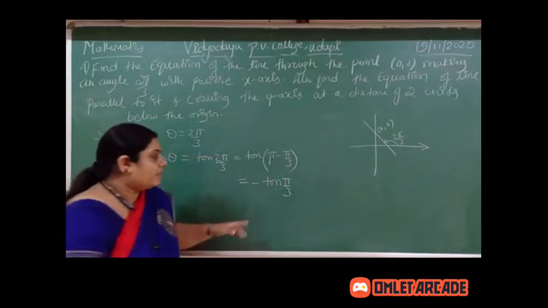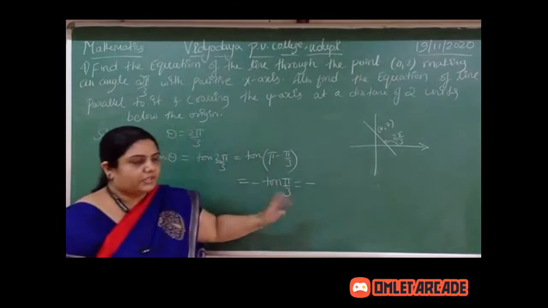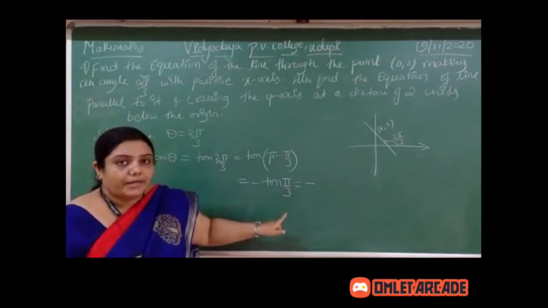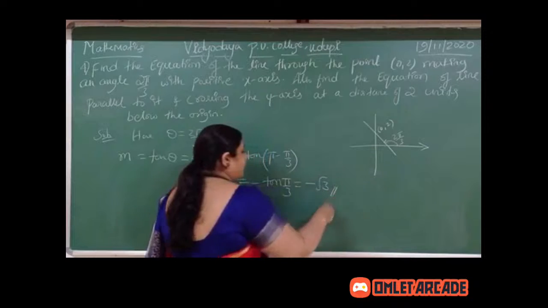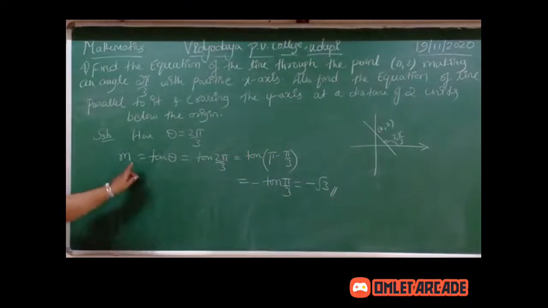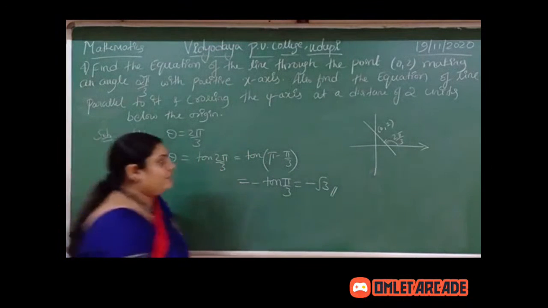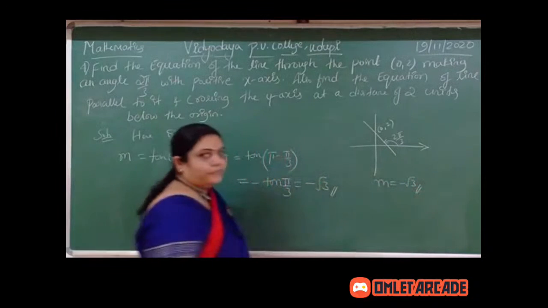Tan 60 degree. So what is tan 60 degree? Minus. You have minus here, let me repeat it. Minus tan pi by 3 is tan 60 degree. Tan 60 degree is root 3, isn't it? Tan 30 is 1 by root 3, tan 60 is root 3. So finally we got the slope. So let me write it here. Slope is what? Minus root 3.